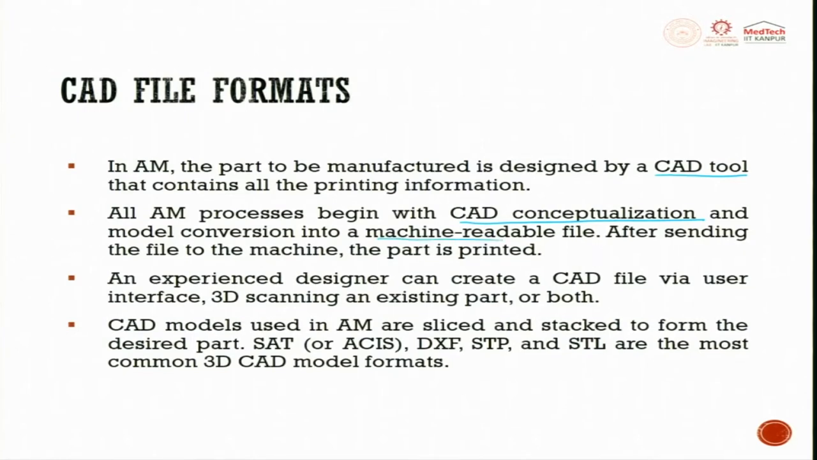What is a machine readable file? These machine readable files are nothing but neutral files. These neutral files are used to convert the CAD model into a machine readable file. After sending the file to the machine, the part is printed.